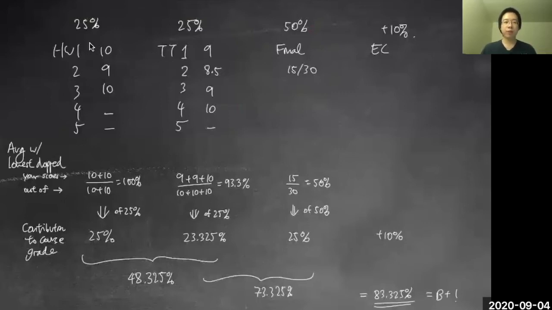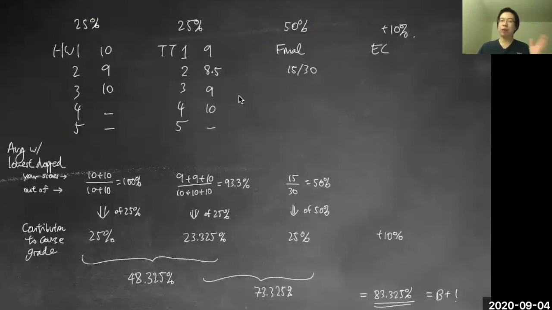So if I drop the lowest one for the student, I'll drop the 9. Then you score 10 plus 10, out of obviously 10 plus 10. So you basically got 100% of the homework grades. And in that case, 100% of the 25% course grade means the contribution to your course grade is 25% so far. Now let's look at the topic test.